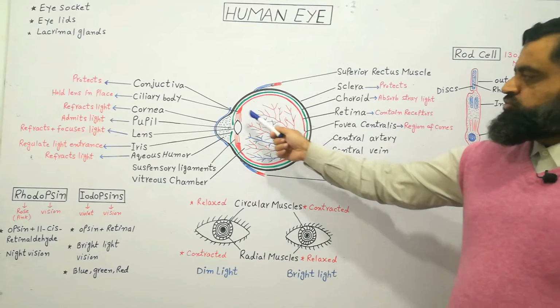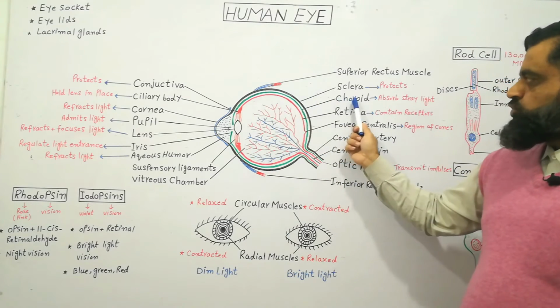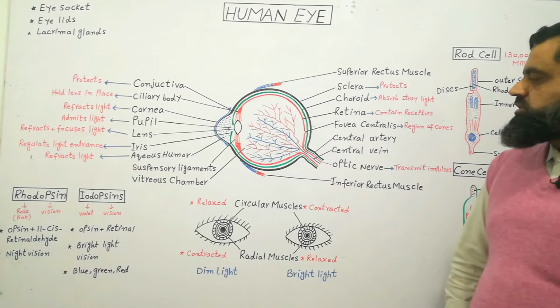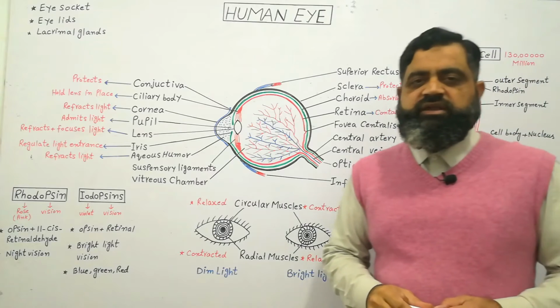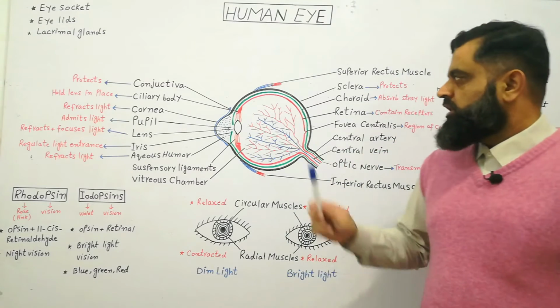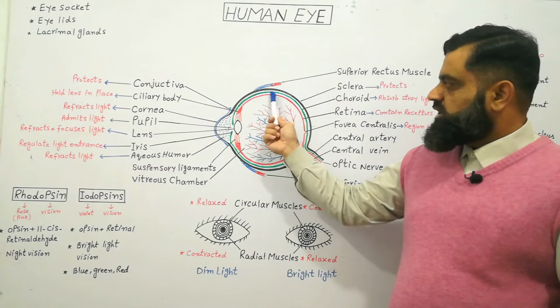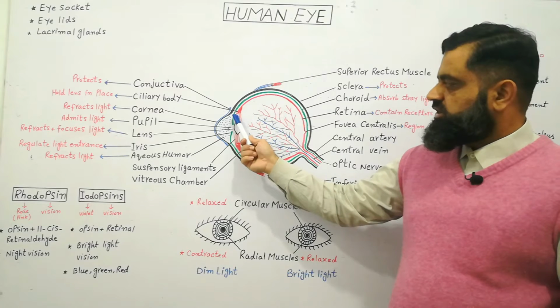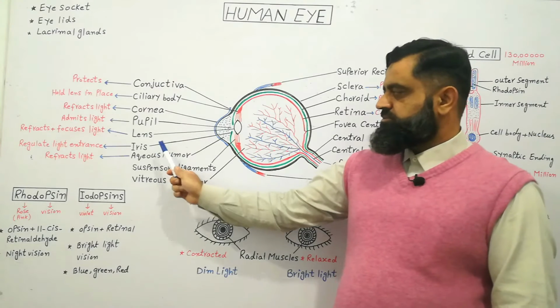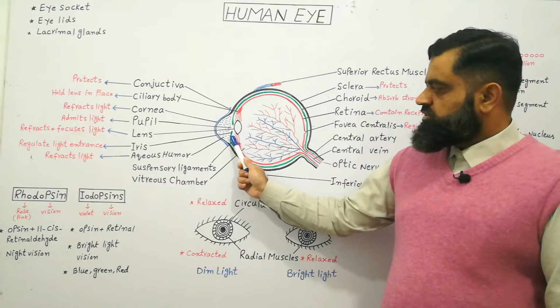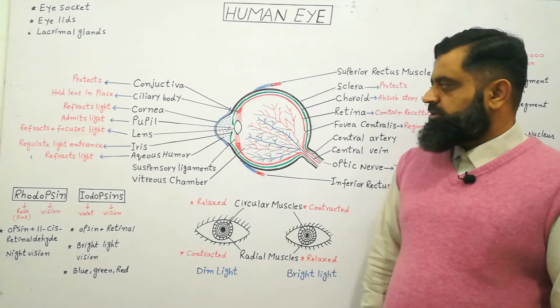The second layer which you can see in this diagram is known as choroid. Choroid is dark in color and absorbs extra light which is coming towards our eye. But as you can see in this diagram, when choroid comes in front of the eye, it forms rod like structures which are known as iris. There is an iris on the lower side and one on the upper side.